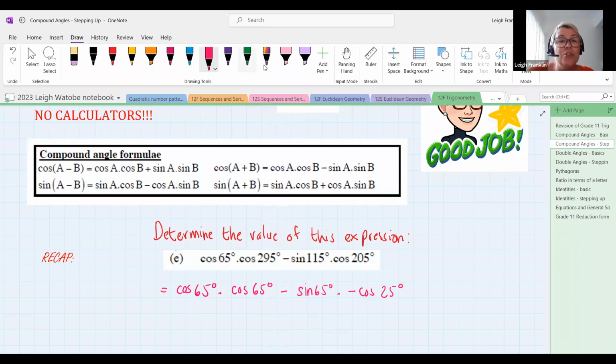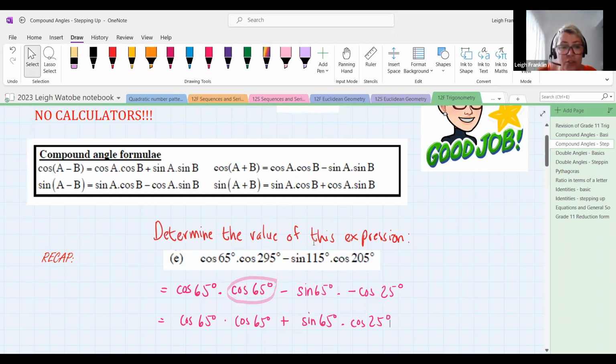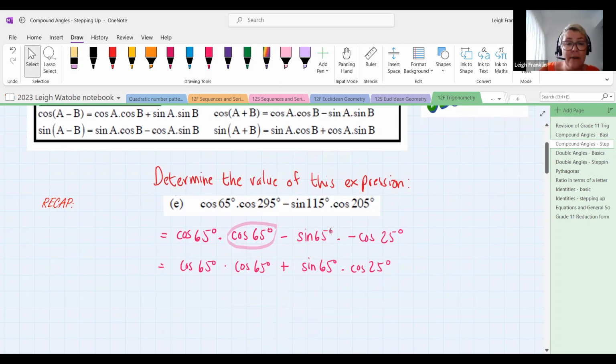All right, so Morgan, your suggestion from earlier was a good one because you wanted to change this, which you can do that now, but let's just clear up our signs before we go ahead and do that. So we've got the cos of 65 times the cos of 65 plus, because a negative times a negative is a positive, the sine of 65 times the cos of 25. Okay, and now we're looking at this and we're saying to ourselves, we've got cos, cos, sine, cos. We know that that is not a compound angle formula.